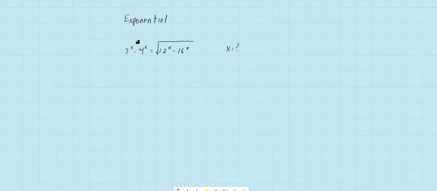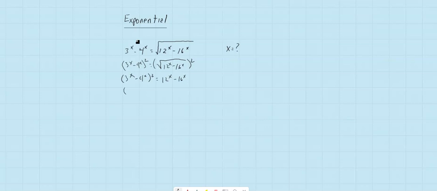Yes, today we're going to be doing the exponential, and this is the equation we want to work. So what we need to do first is just put (3^x − 4^x)² equals all of this in here squared: (12^x − 16^x). Then we're going to get again (3^x − 4^x)², everything squared, is equal to, well, this right here is going to be 12^x − 16^x.